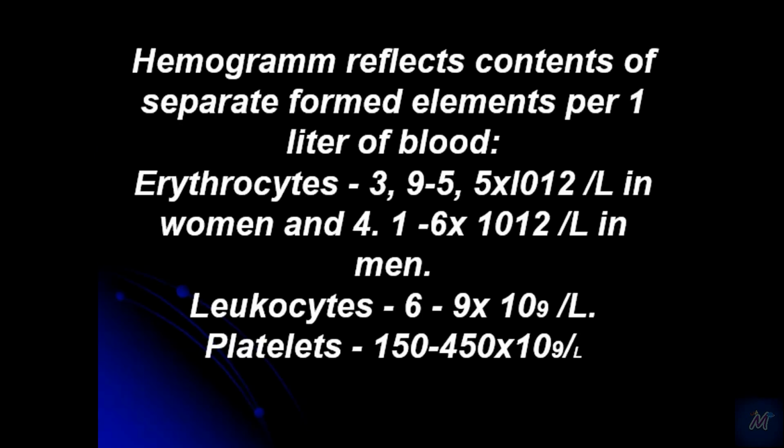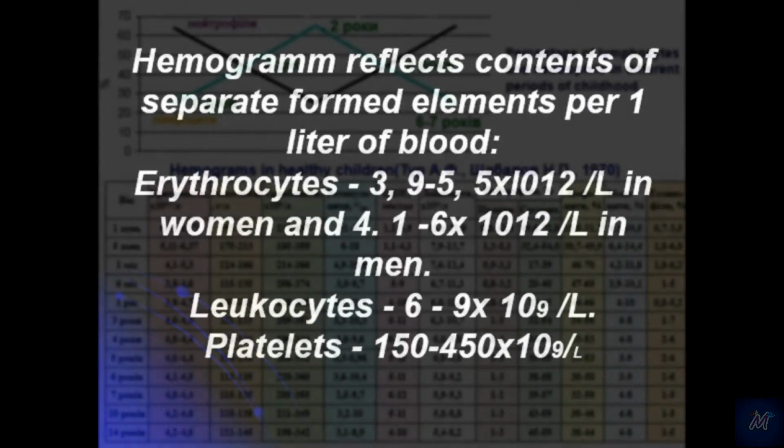Here you can see a new name, a new meaning in the topic of the blood. It's a hemogram. A hemogram is a count of erythrocytes, leukocytes, and platelets per 1 liter of the blood. It's a normal count. We call this count of erythrocytes, leukocytes, and platelets together a hemogram.